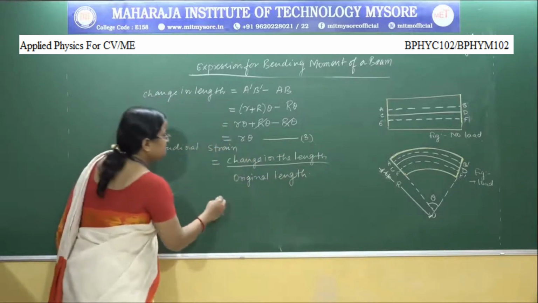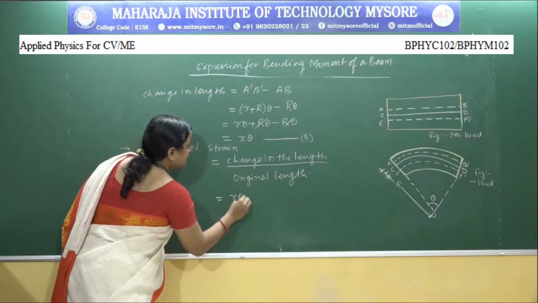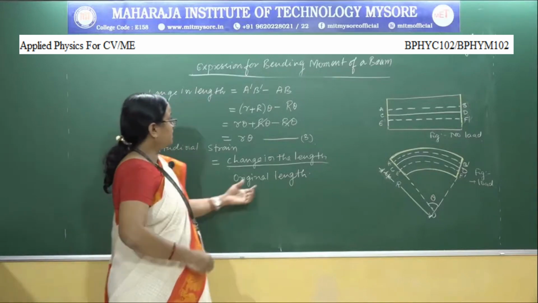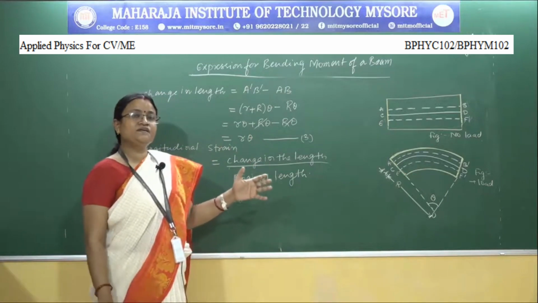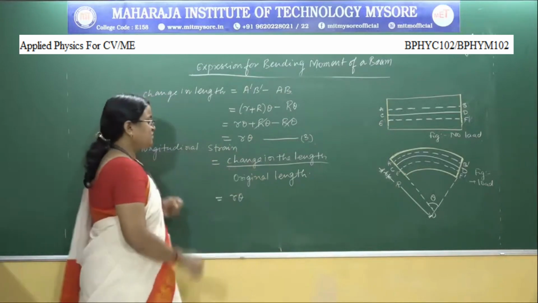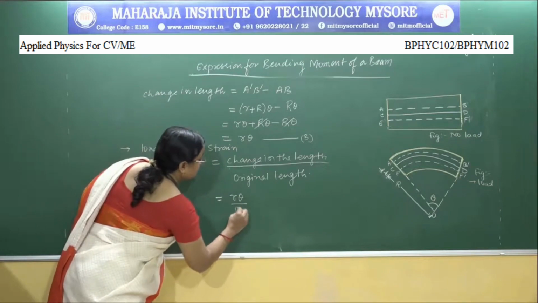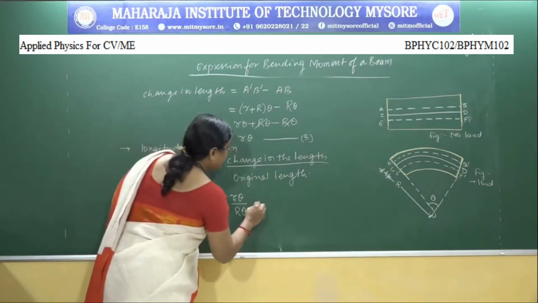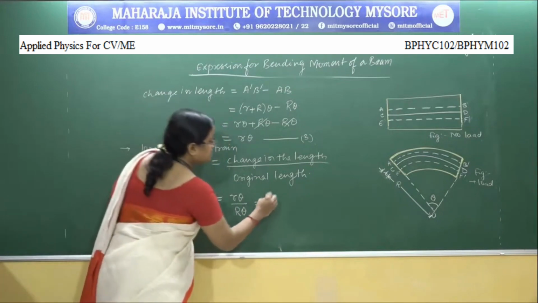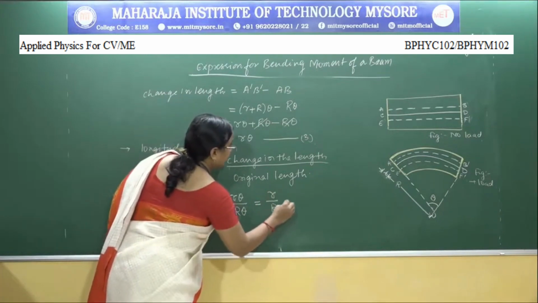So what is the change in the length? It is r into theta, and the original length, meaning the length of CD or AB or EF, is capital R into theta. So divide by R into theta. So we get longitudinal strain as theta, theta cancel out, r by R.